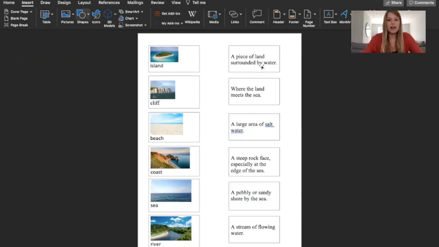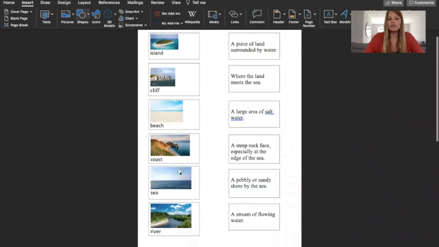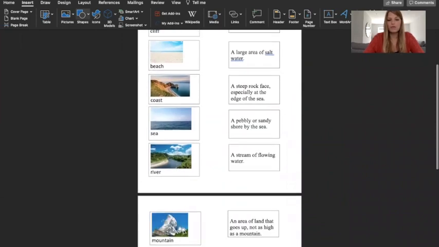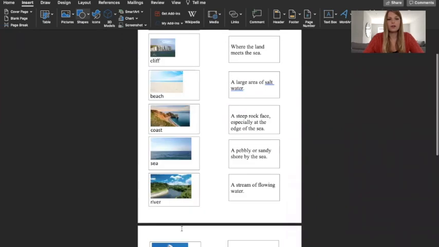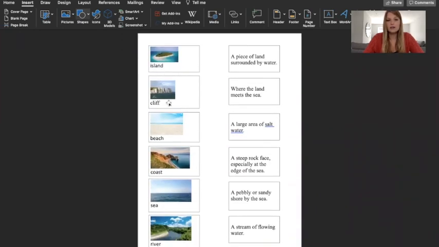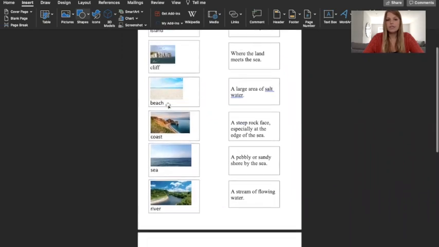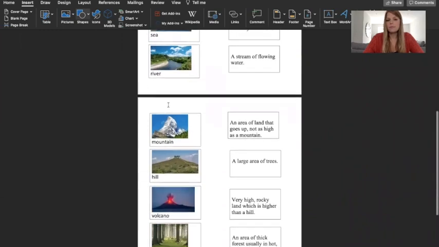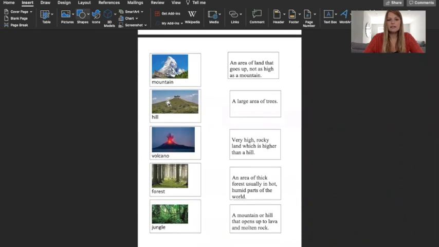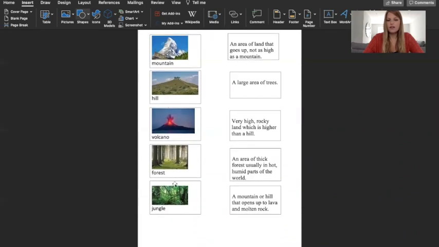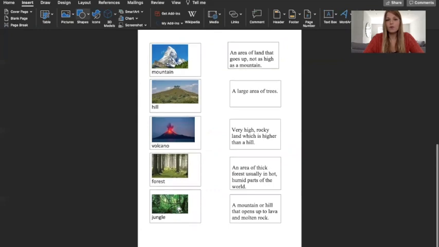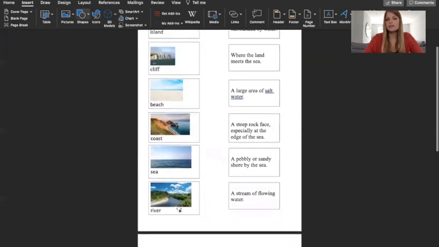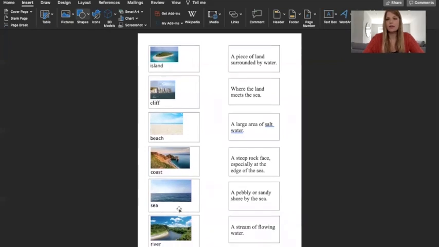So what I have done on the left-hand side here is I have picked out some of the key words that I think are either new or I would like you to revisit. I've put a little picture of what they all look like next to them. So I'll go through this list now. We've got an island, a cliff, beach, coast, sea, river, mountain, hill, volcano, forest, and jungle. So all of these things and all of these places are in the story of the snail and the whale.